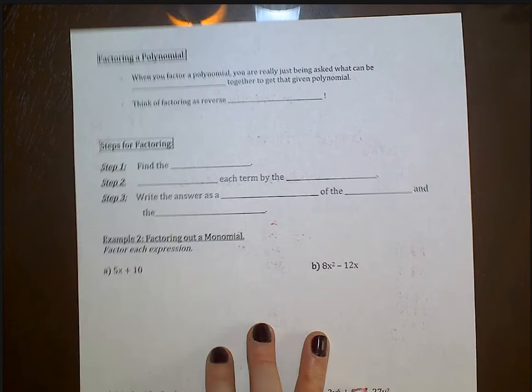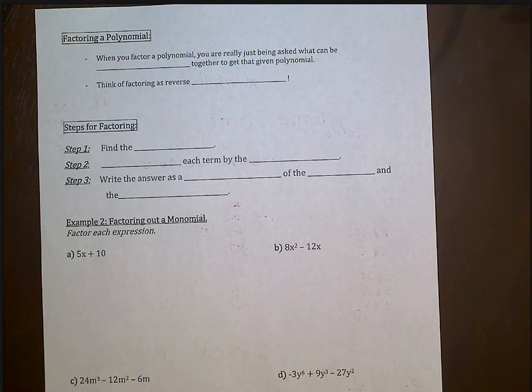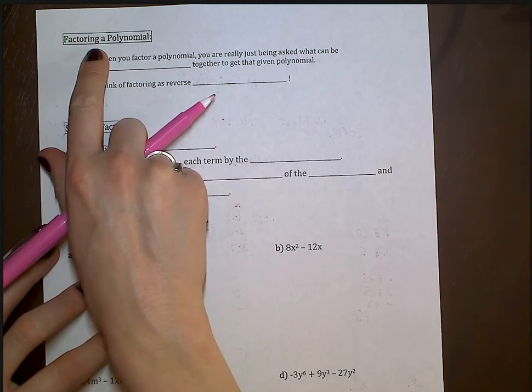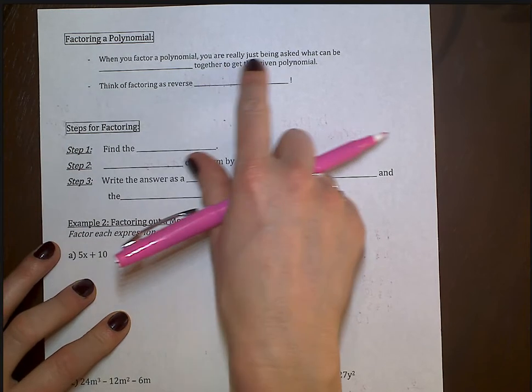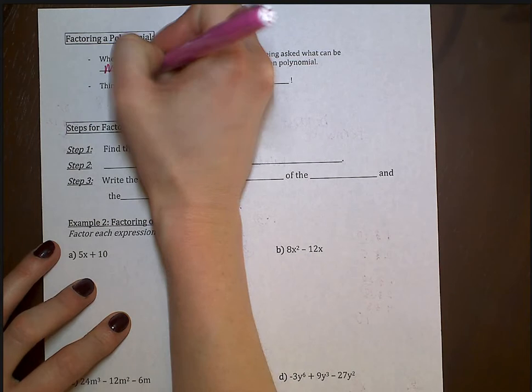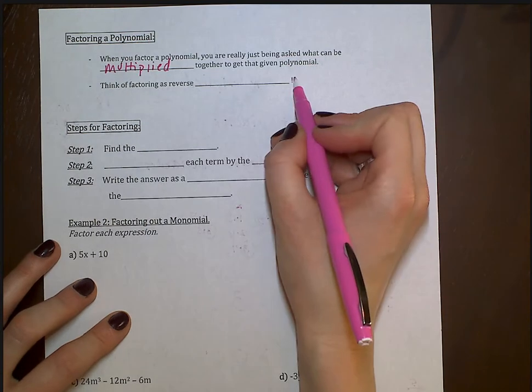Alright, so the idea of finding a GCF is crucial to be able to factor or divide polynomials. Okay, so that's kind of the goal for today. GCF is part of it. Here's what we're really trying to get after. Now, when you factor, a big part of this is knowing what factoring means. When you factor a polynomial, you're really just being asked what can be multiplied together to get that given polynomial.